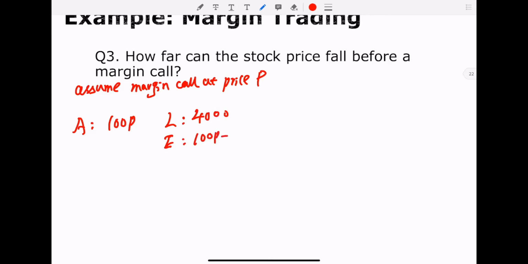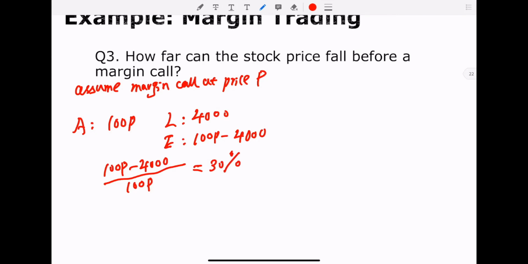It's 100p minus 4,000, right? So we're basically trying to find at what price you will get a margin call. So this implies if P is the price at which you will get your margin call, then the percentage margin should be equal to 30%, right? Do you know how to solve this?